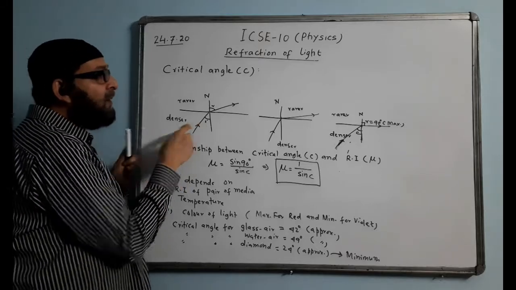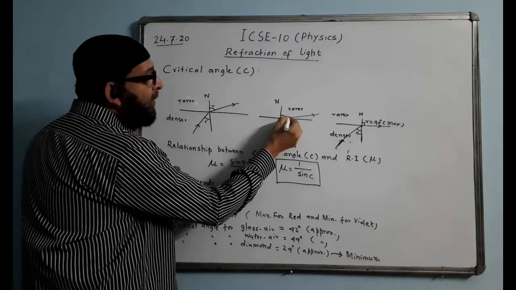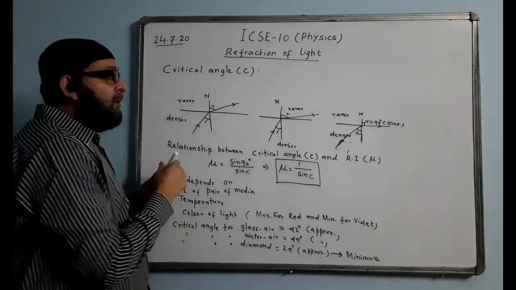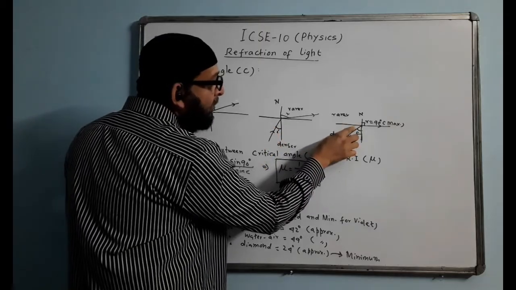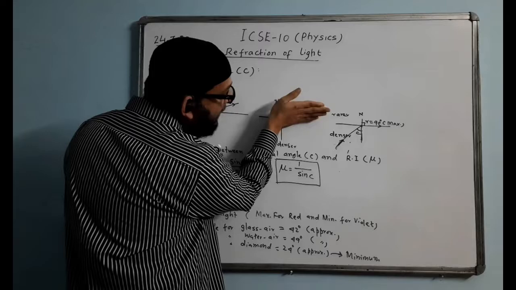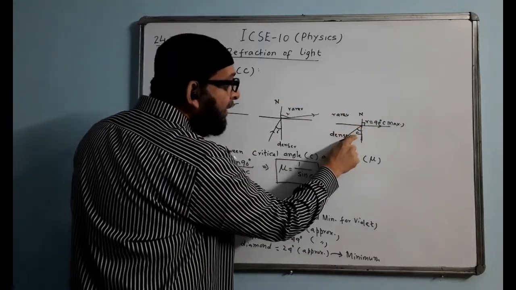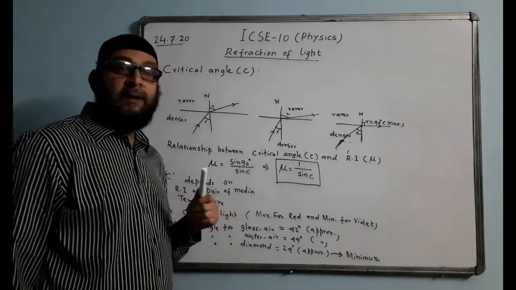Now we'll increase the value of I. When you increase the value of I, then the value of R also will increase like this. It will go more away from the normal. Now let us increase it a little bit more. When we increase it a little bit more, we find that this ray will be now touching the surface and going. When this happens, then this particular angle of incidence is called critical angle, and that we denote by C.